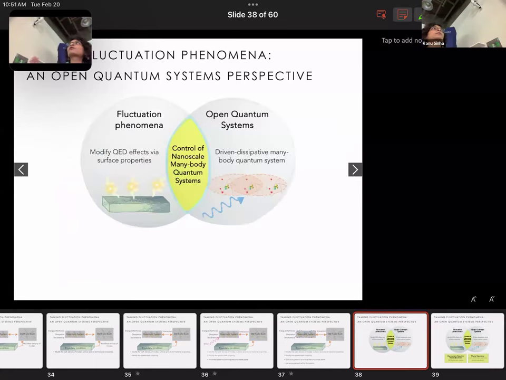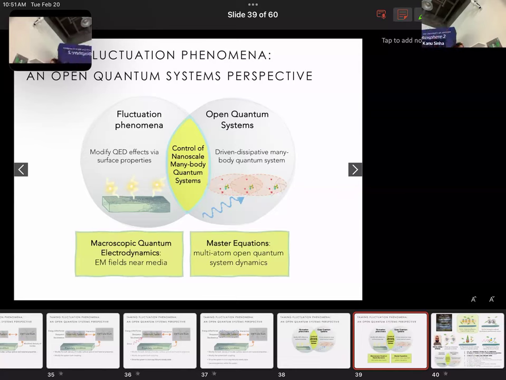So this is at the confluence of fluctuation phenomena in QED, where we study how QED effects get modified in the presence of macroscopic boundaries, and open quantum systems, where we try to understand a quantum system that is driven and dissipative, possibly many-body. And combining these two is what we will try to do in this series of lectures. And on the one side, when we talk about the QED effects in the presence of media, we will talk about what quantized electromagnetic fields look like near media. This falls under the framework of macroscopic quantum electrodynamics. Don't worry about the names.